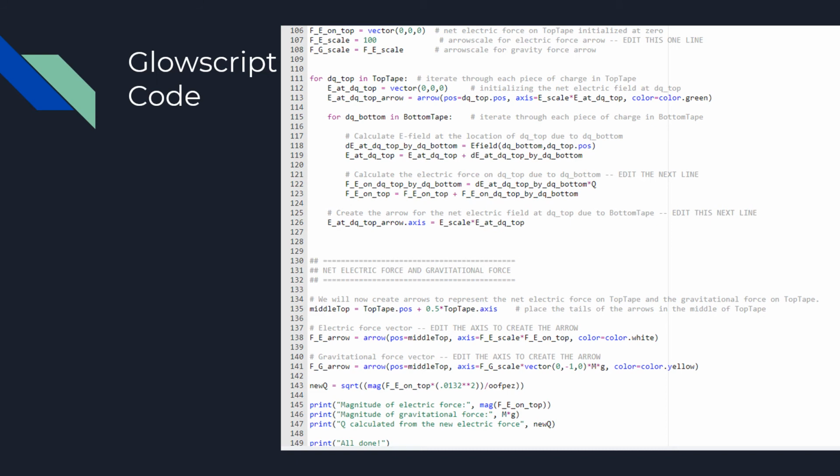In order to do this, we had to make some assumptions. The first of which is that the only two forces acting on our tapes are the force due to gravity and the electric force. The other and most important assumption we had to make was that the charges on each of the tapes were distributed evenly across the tapes.